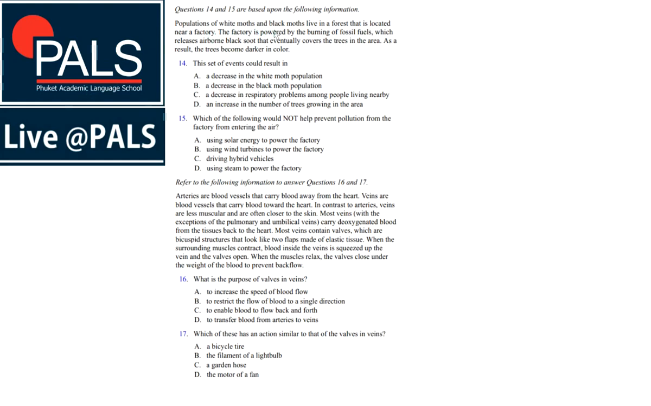Populations of white moths and black moths live in a forest that is located near a factory. The factory is powered by the burning of fossil fuel, which releases airborne black soot that eventually covers the trees in the area. As a result, the trees become dark in color. This set of events could result in what? A decrease in the white moth population, a decrease in the black moth population, a decrease in the respiratory problems among people living nearby, an increase in the number of trees growing in the area.